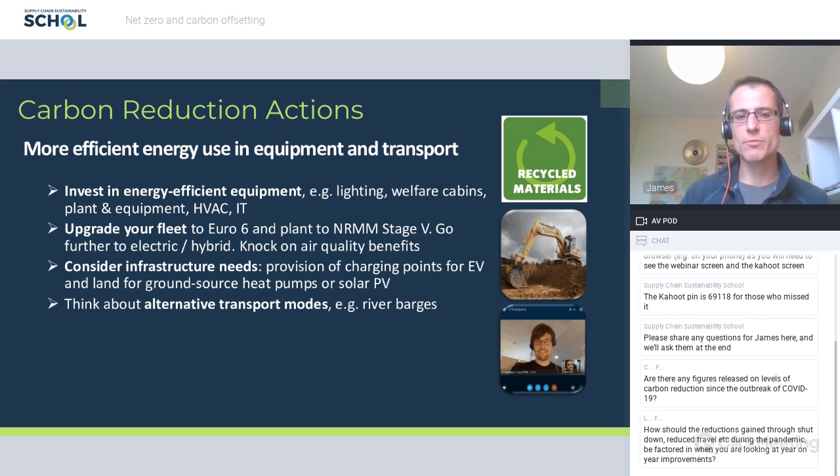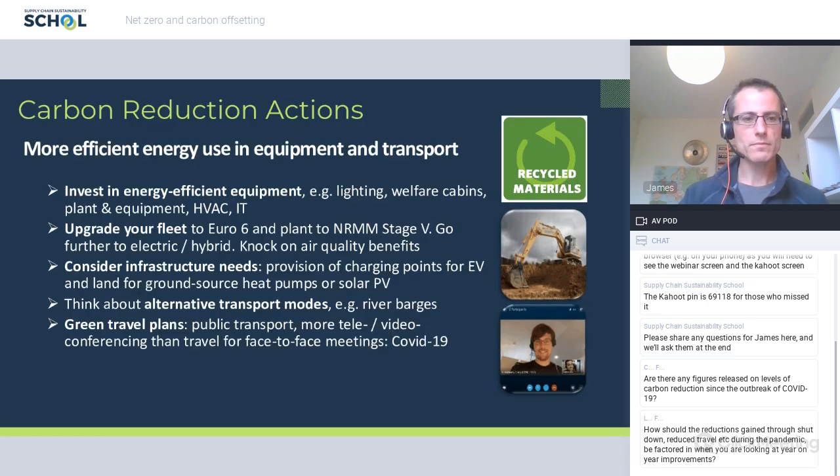There's been a lot of articles in the press recently about the river barges that have been used on the Thames for various projects that are happening up and down London. Just makes sense. They are perfectly viable forms of transport for materials in and out, much lower carbon, avoids all those vehicle movements on the roads and the associated congestion. Taking that more widely, green travel plans.